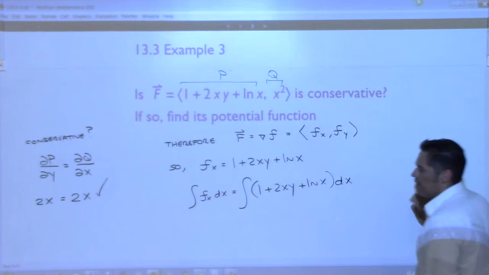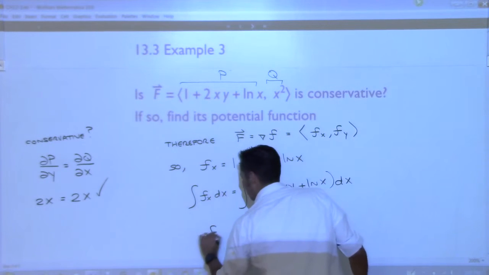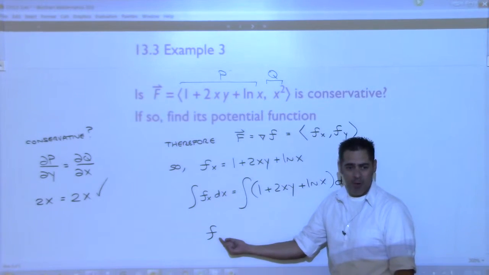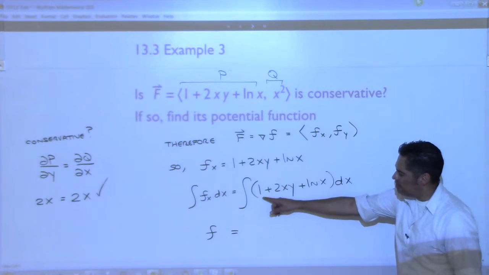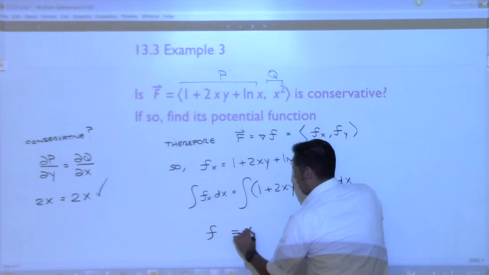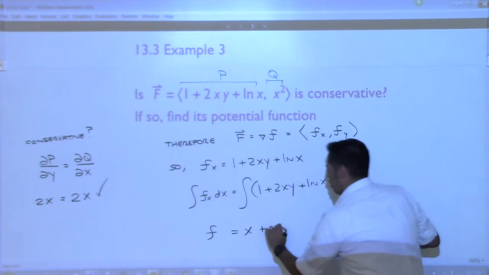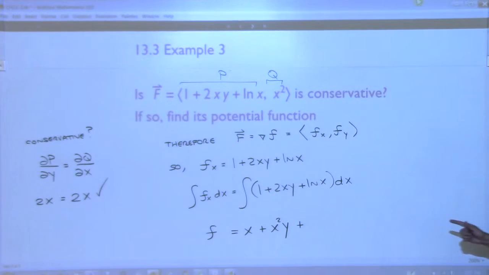The left side becomes little f. So look, we are starting to get a formula for the potential function. Here it is. This is what we know about little f so far. It is equal to the antiderivative of that with respect to x, plus the antiderivative of that with respect to x, x squared y. And the grand finale, the antiderivative of the natural log of x.